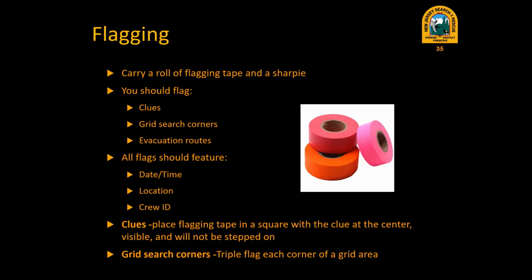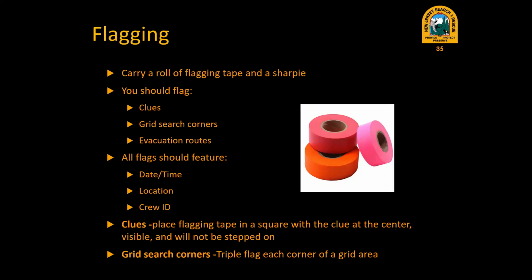When you're placing flagging around clues, you're not going to place a single flag. Instead, you're going to want to place flagging tape in a square with the clue at the center. The square should be visible and not on the ground if possible. So around 4 trees with the clue in the center of them, for example, would be pretty good. But it should be visible and it should not be in a place where it will be stepped on.